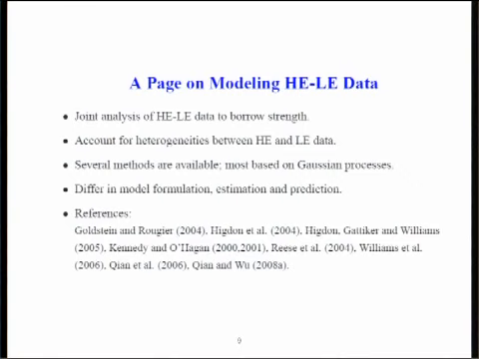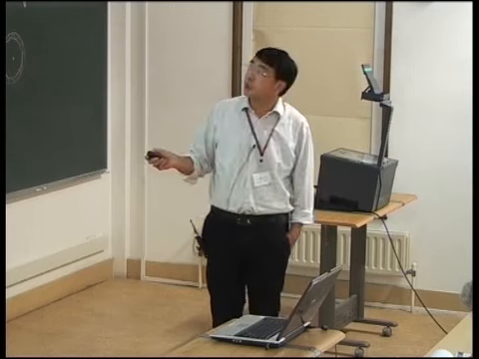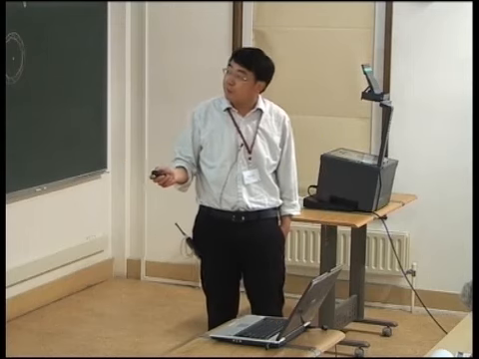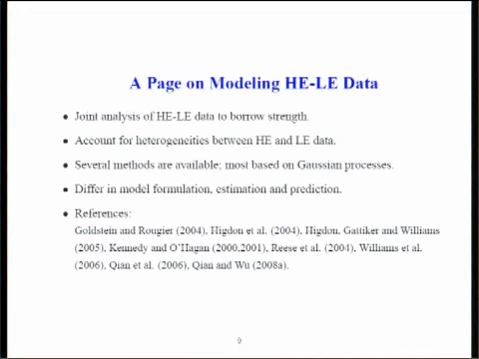The message here is very simple. If you have data from HE and LE, what do you do? You combine the data to do the modeling. Because HE and LE are different, in combining the data, you want to know what the difference between the 2 is. So you somehow quantify the difference between HE and LE. In terms of model formulation, most of the time people use the Gaussian process. But different papers have different formulations, so they differ in terms of model formulation, estimation, and prediction. So this is my one-page summary.